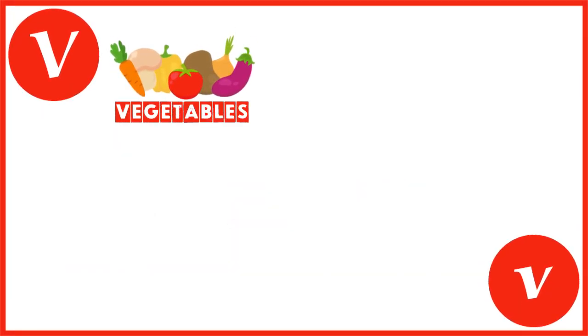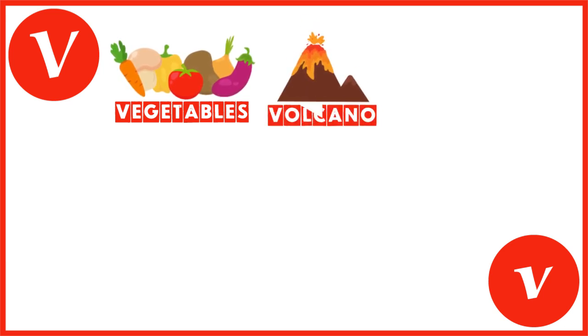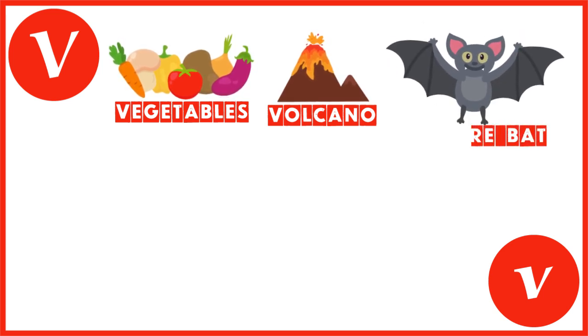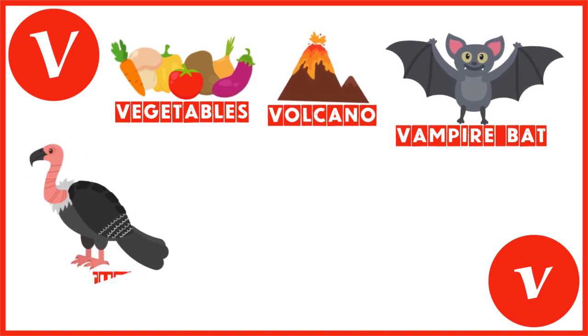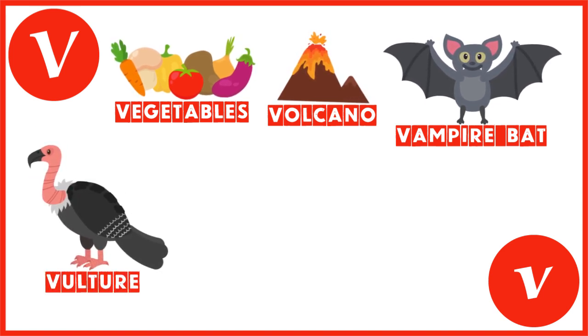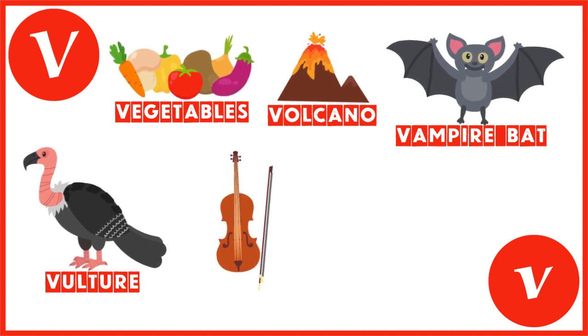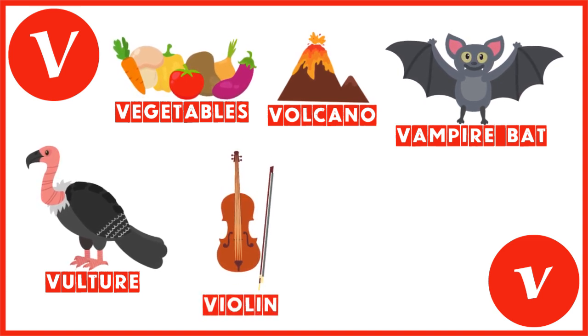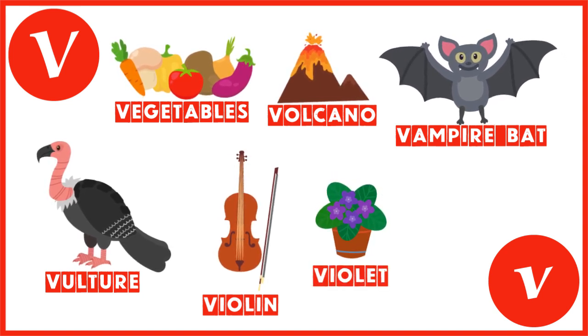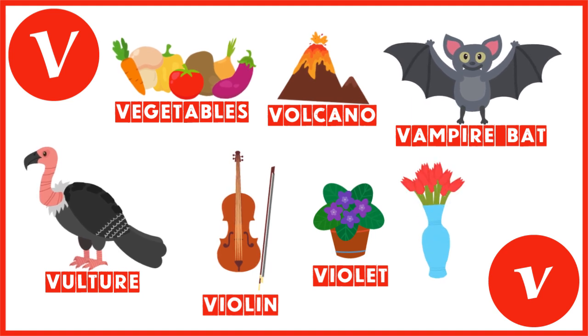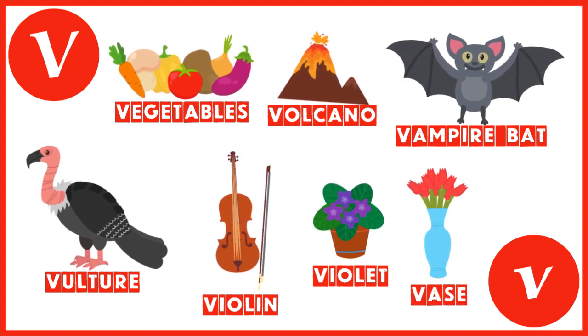V. V for vegetables. V for volcano. V for vampire bat. V for vulture. V for violin. V for violet. V for vase.